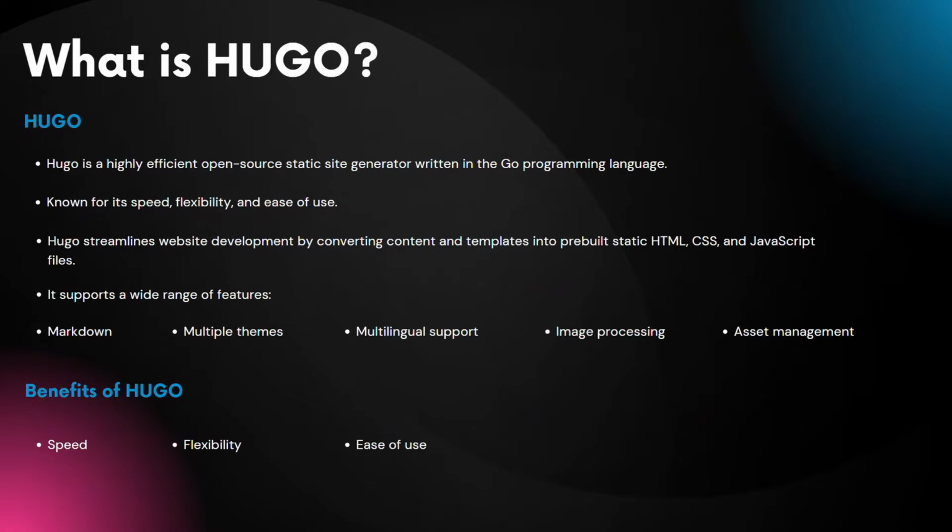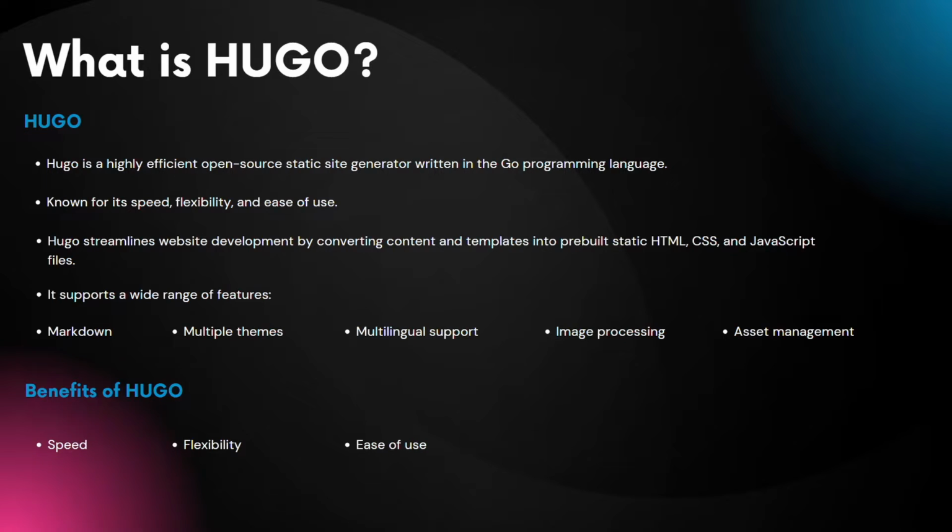Now, let's take a closer look at Hugo. What is Hugo? Hugo is a static site generator written in the Go programming language. It is one of the most popular static site generators and is known for its speed, flexibility, and ease of use. A static site generator is a tool that takes your content and templates and converts them into static HTML pages. This means that the pages are pre-rendered and served to the user directly without the need for a server-side application to process them. This makes static sites very fast and efficient.